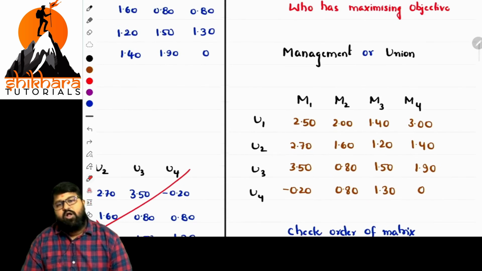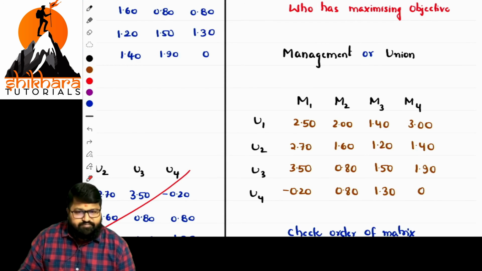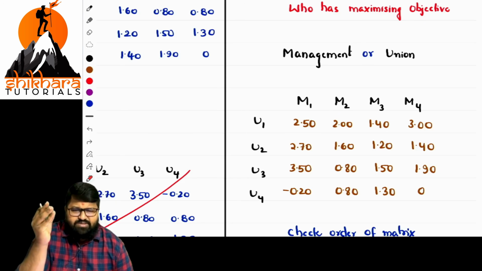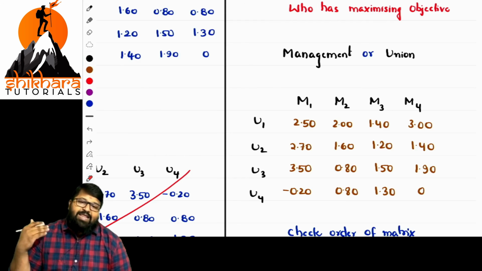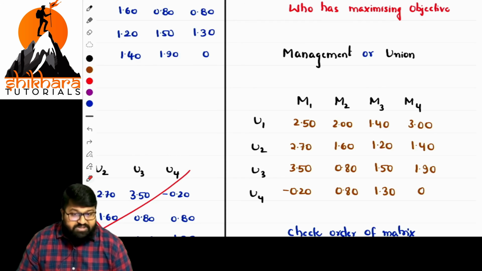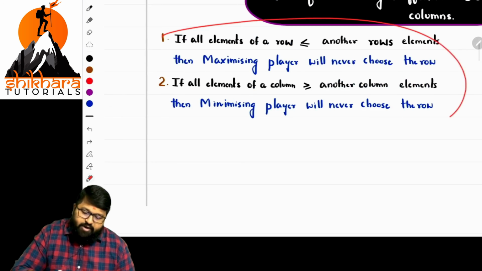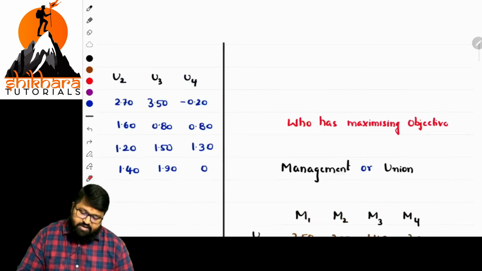Now, check the order of the matrix. If it is 2 by 2 order, go with the basic method. Check the saddle point, that is, minimax equals maximin. If it is fine, go with the odds method. But if not, what should we do? We should try to eliminate the columns and eliminate the rows. That is the most important step. Whatever 2 points are written here, these 2 points are the most important points.